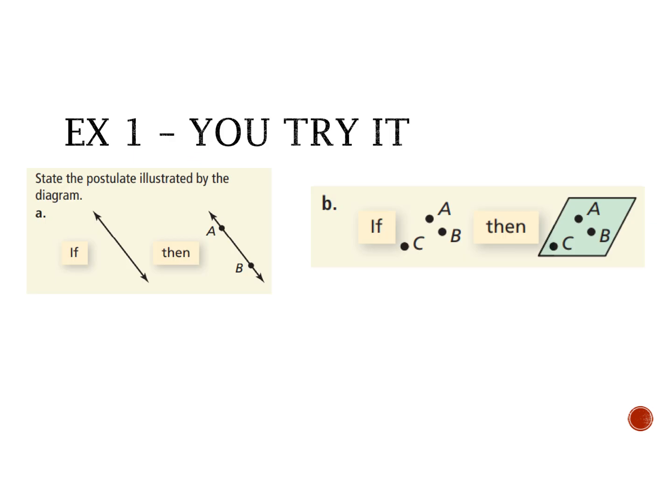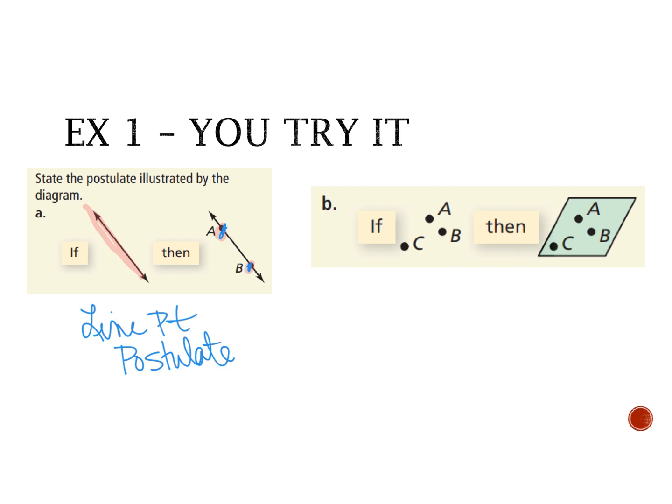Please pause the video, try this example, and then come back and double check your answer. For part A, notice it says if we have a line, then we have 2 points on that line. This is going to be our line point postulate. And the line point postulate states that a line contains at least 2 points. As you can see here, it's point A and point B.